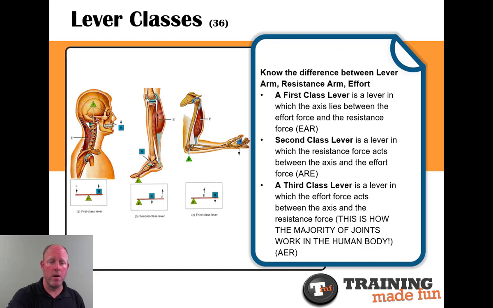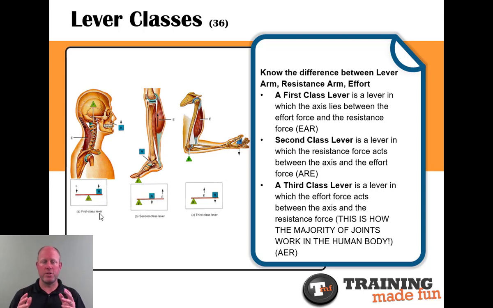Then we have the R, which is the resistance. Now that could be the body weight resistance or it could be an external load of some kind. All depends on what exercise we're doing. So we'll start with our first class lever. And the application of these 3 aspects makes it a first class lever because the fulcrum is in the middle, effort's on one side, resistance is the other.